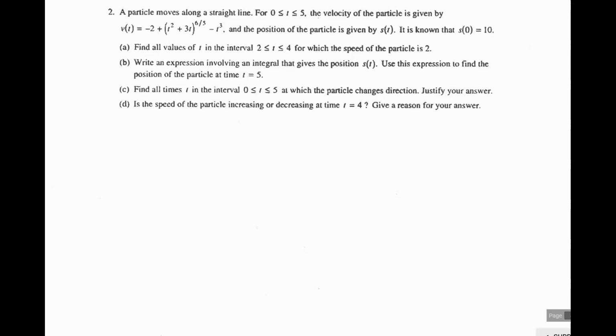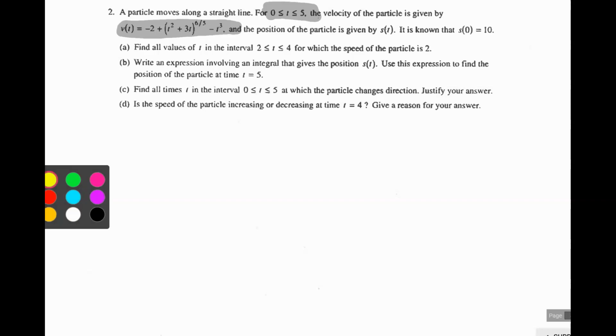And here we go. All right, so this particular question, again, gives us a velocity function. And it discusses the velocity over this interval here. So, again, make sure you're changing your window to only look at that. And then it also gives us a point position. So that's a position point right there, which means we're probably going to have to do some integration at some point here.